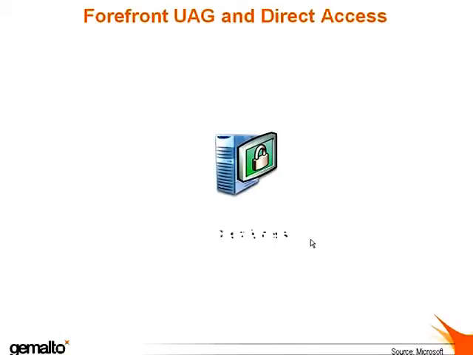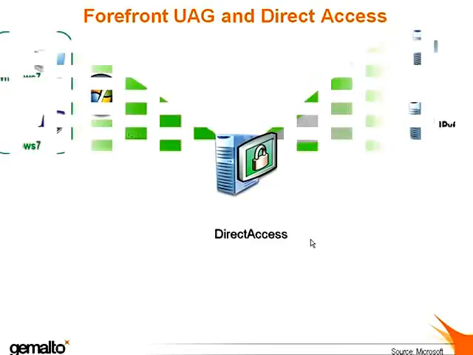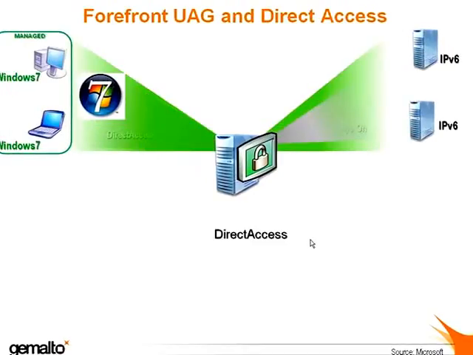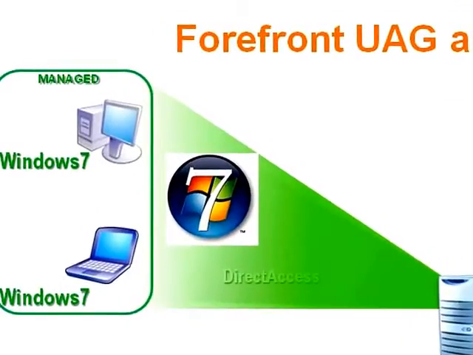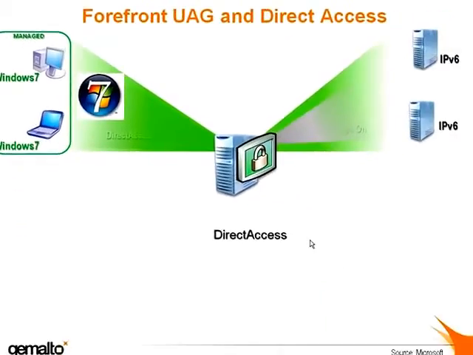Direct access is a new feature of Windows 7 and Windows Server 2008. It has the same purpose as a VPN, i.e. it allows users to connect securely to the corporate network through the internet, but the main difference is that the connection is established in the background without requiring user interaction.